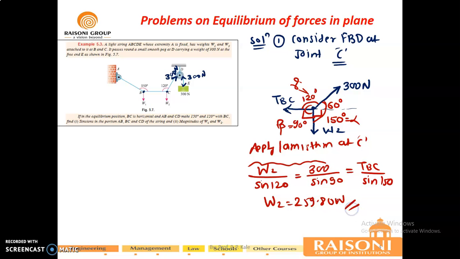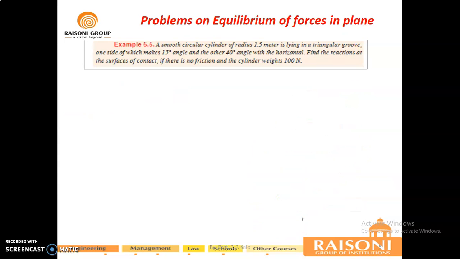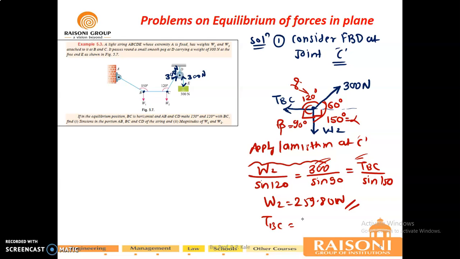Newton. Okay. Similarly, comparing this and this, you will get TBC. So TBC will be equal to 300 into sine 150 divided by sine 90. So you will get it as 150 Newton. Okay, guys. Now considering joint B.